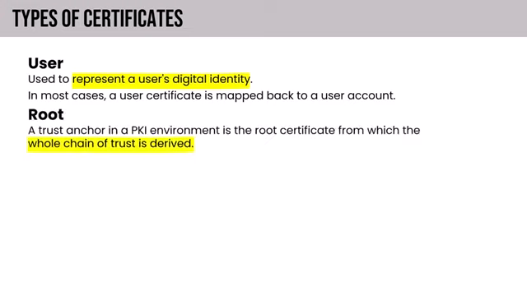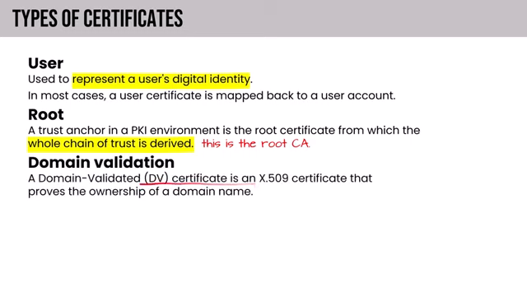A root certificate is a trust anchor in a PKI environment. It represents the root certificate authority from which trust of the entire chain is derived. In a conversation where entities, be those users or servers, are authenticating one another with certificates, each side must trust the root of the opposing side. If it's not trusted, the certificate's not going to be accepted. But that root is the root certificate authority.